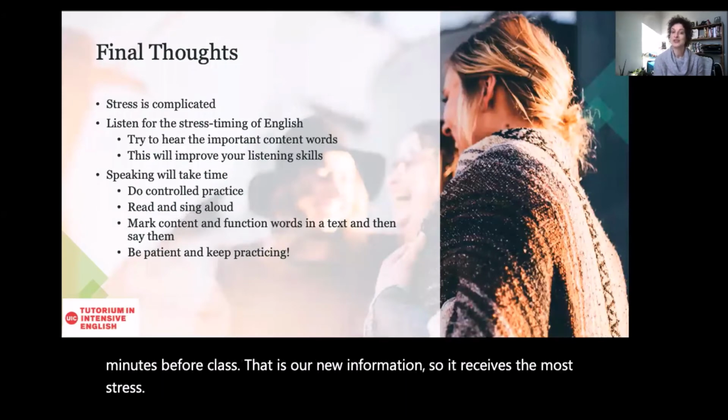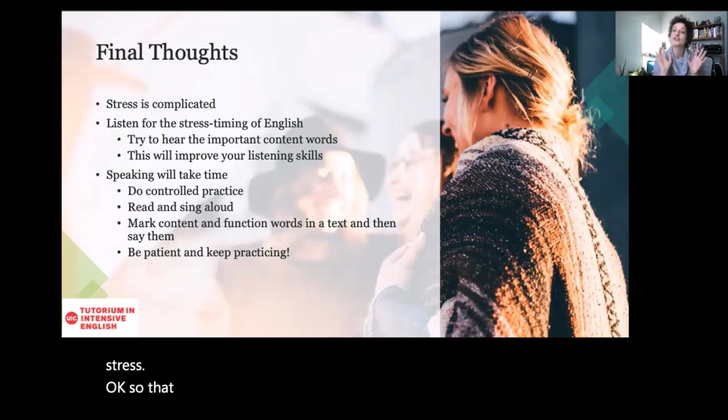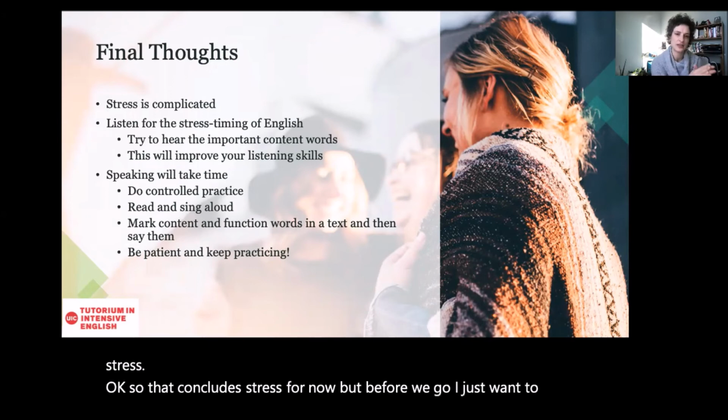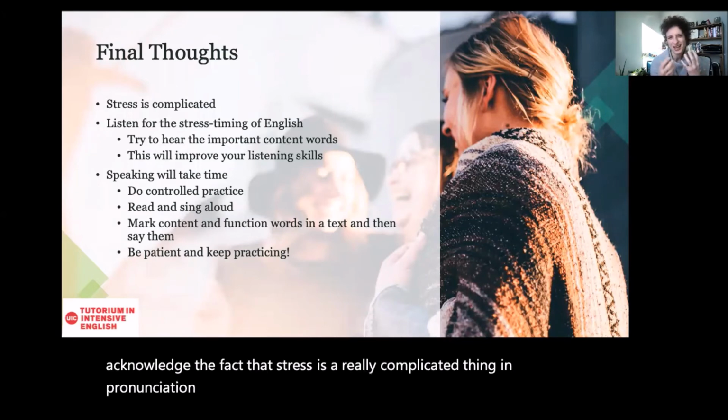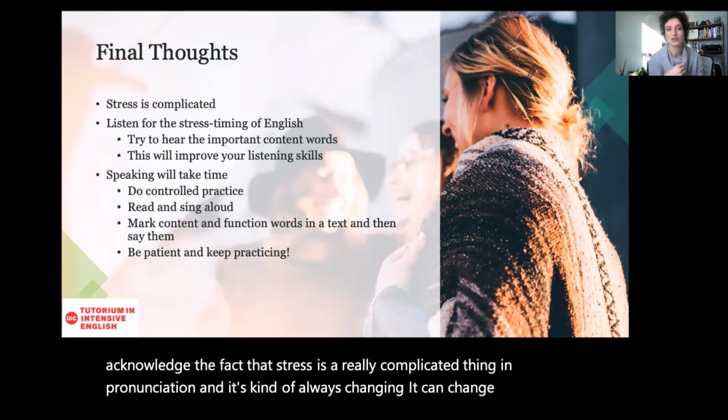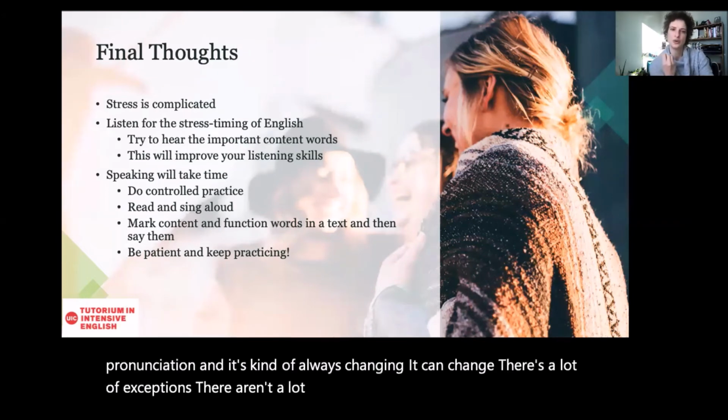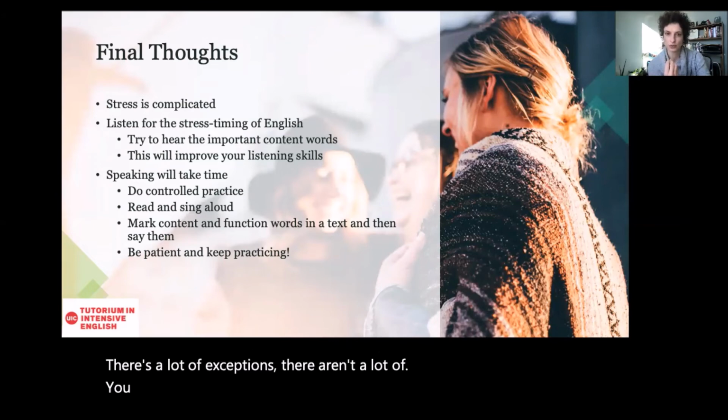Okay, so that concludes stress for now. But before we go, I just want to acknowledge the fact that stress is a really complicated thing in pronunciation. And it's kind of always changing. It can change. There's a lot of exceptions. There aren't a lot of constant rules. So this can be a little frustrating.